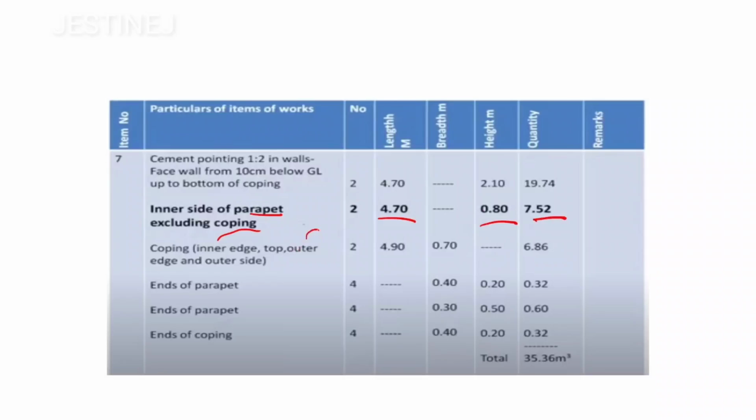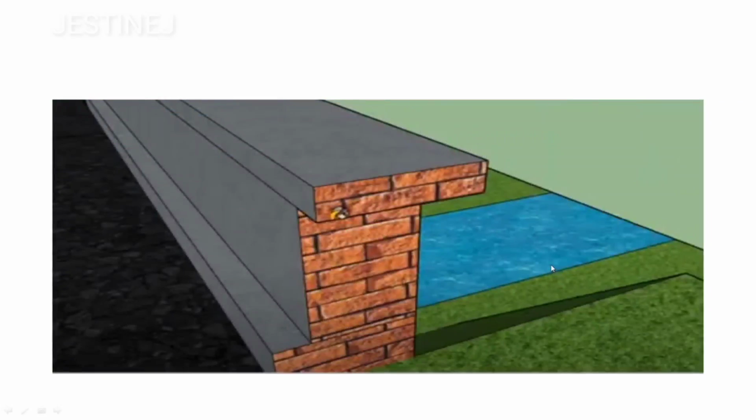Then our next aim is to calculate this coping. We are going to focus only on this coping, that is the top portion. If you observe clearly, if you want to plaster this portion, it is going to be this much portion. And here there is a portion, and here is also a portion.